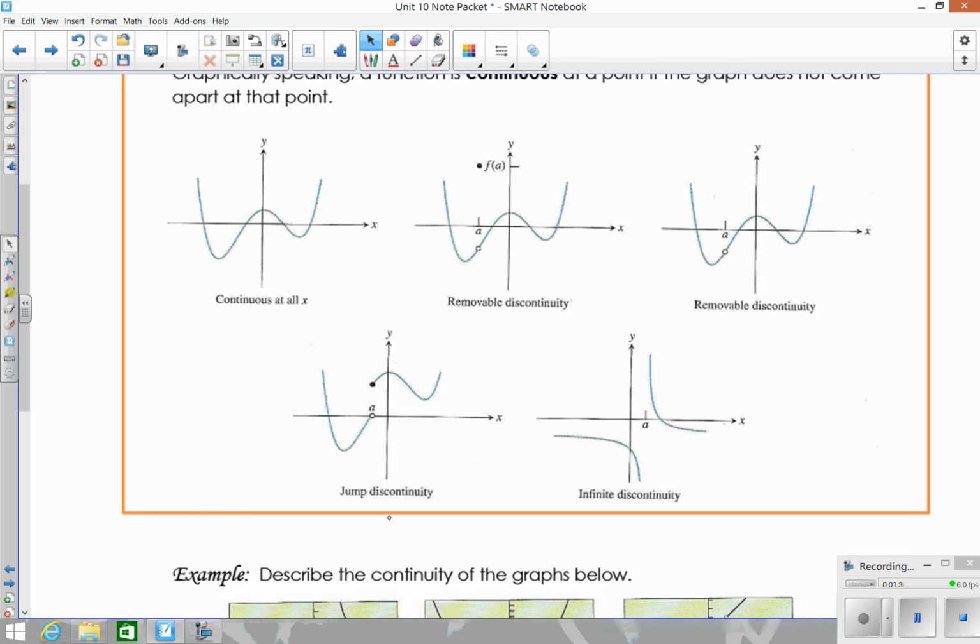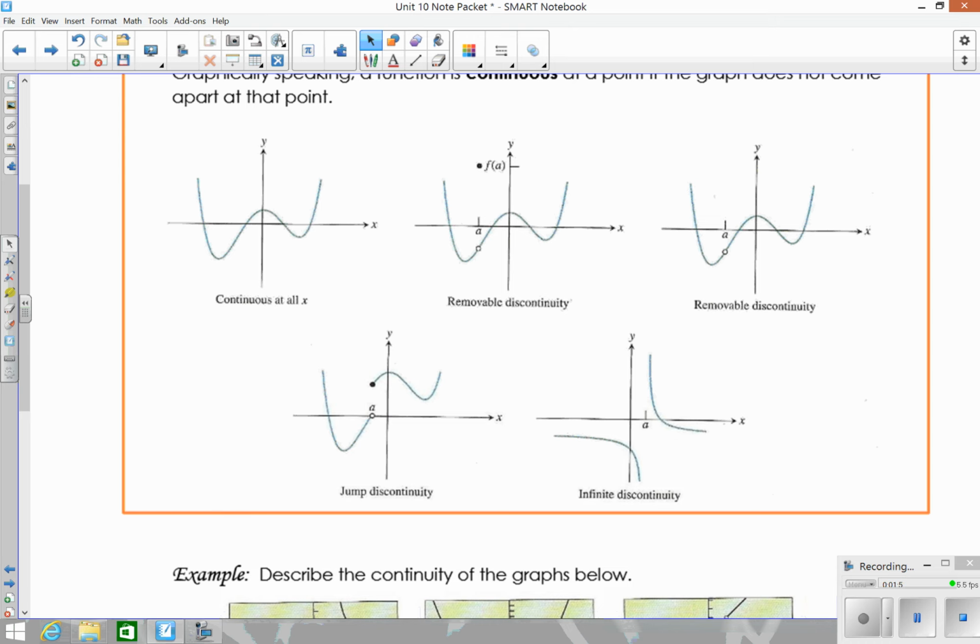And then the next one here is called a jump discontinuity because my graph basically jumps. So I have to go all the way up here to continue it. And we can't fix this discontinuity because there's more than just one point. So it's not removable because there's more than just a hole missing. There's a whole chunk there that's missing.